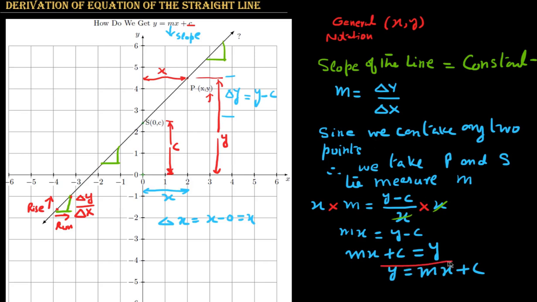So simple. Just take the slope between any point P and the point where the line intersects the y-axis, and you will get the slope intercept form of the equation of a line. This is called slope intercept form. So this is the slope intercept form of the equation of a line, and this is the most commonly used form of the equation of a line.